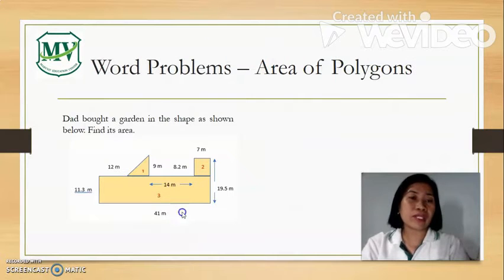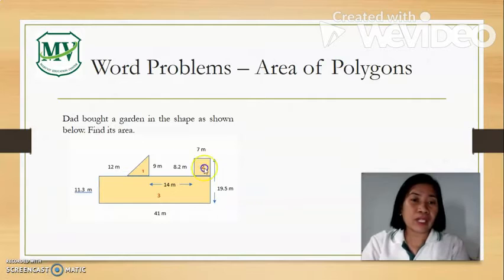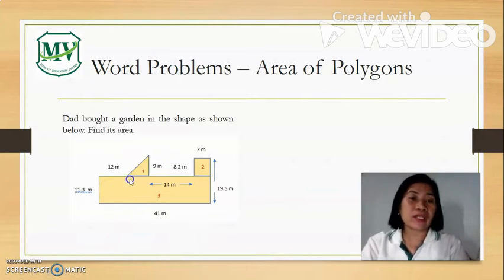Now let's move on to the next word problem. Dad bought a garden in the shape as shown below. Find its area. To find the area of this figure, we are going to add the area of figure 1 plus the area of figure 2 plus the area of figure 3. Figure 1 is a triangle, so we are going to use the formula for the area of the triangle, which is 1/2 times the base times the height. Figures 2 and 3 are rectangles, so we are going to use the formula for the area of the rectangle, which is length times width.